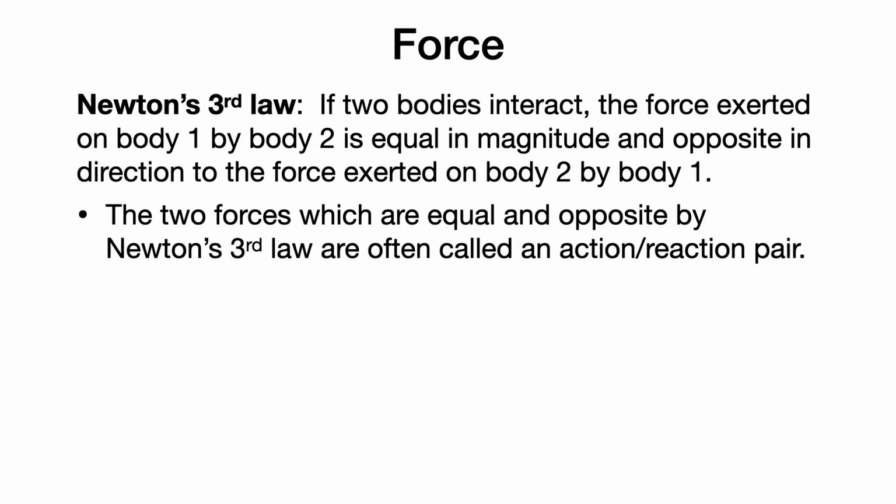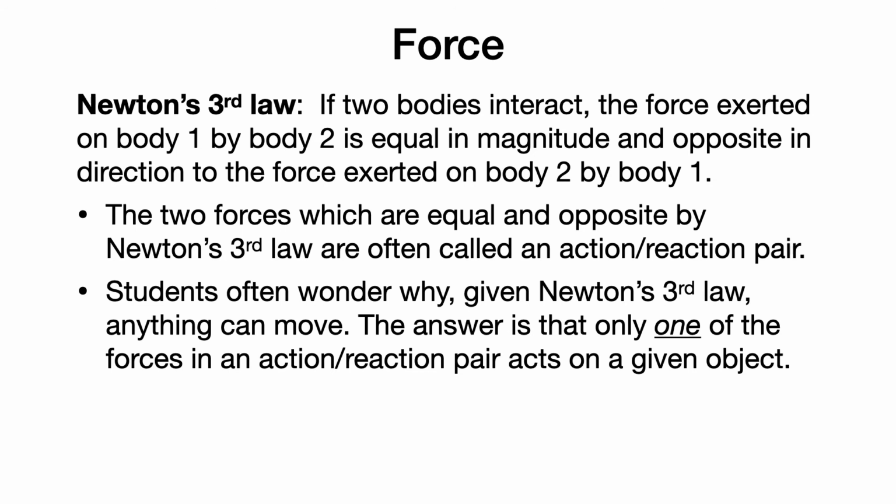And given Newton's third law, students initially might think that, well, doesn't this mean that nothing can move at all? If for every force there's an equal and opposite force, then every force will always get canceled out. There will never be anything but a zero net force, so how can anything move? Well, the answer is that only one of the forces in an action-reaction pair acts on a given object. So if the action force acts on a book laying on a desk, the reaction force is acting on the desk, not the book.